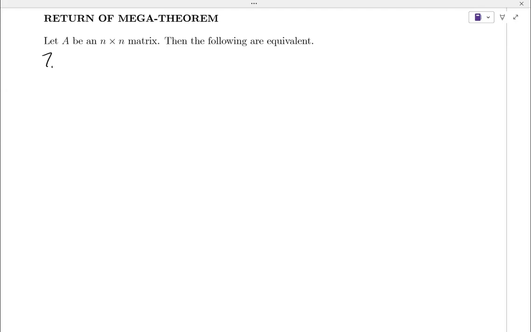If the reduced row echelon form is the identity matrix, we get a pivot in every row and column. Pivot in every row tells us what? Span, right? So we know that number 7 tells us that the rows of A span Rn. Number 8 would also tell us that the columns of A span Rn.